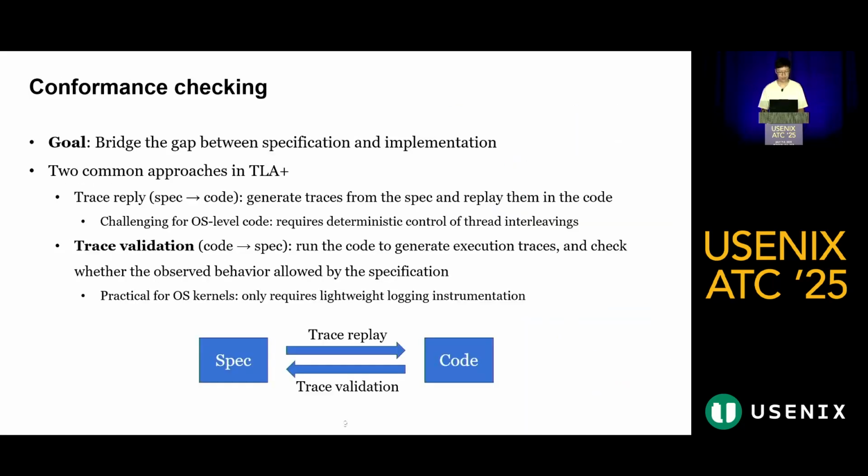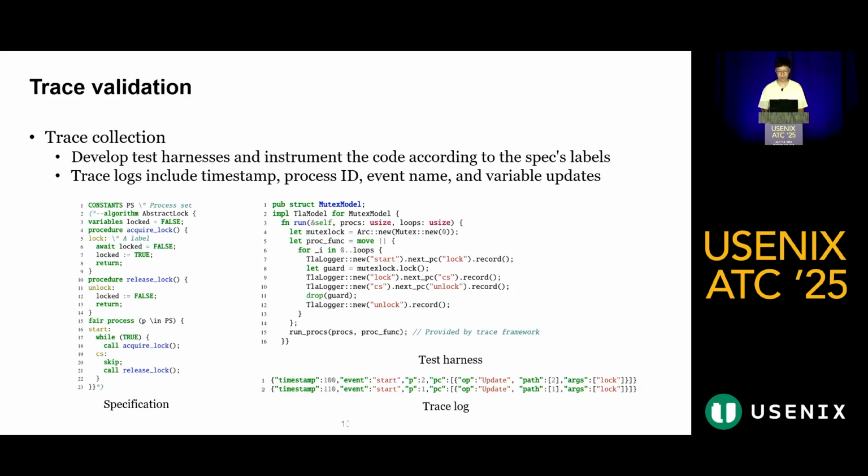Next, we perform conformance checking to bridge the gap between the spec and the code. In TLA Plus, this can be done by either generating spec traces and replaying them in the code, or by collecting code traces and validating them against the spec. Since OS concurrency is hard to control for replaying spec-generated traces, we use trace validation, which requires only lightweight logging in the code. To perform trace validation, first, we collect execution traces from the system.